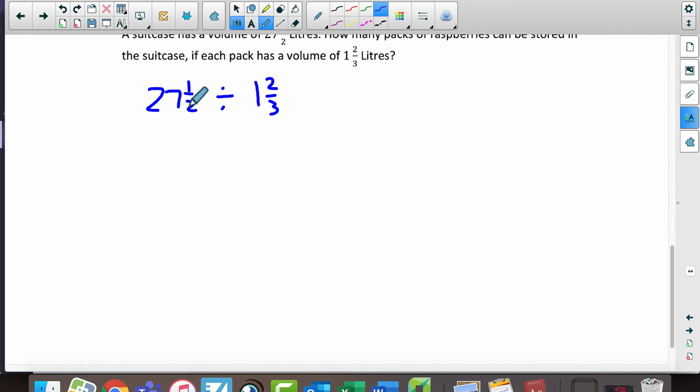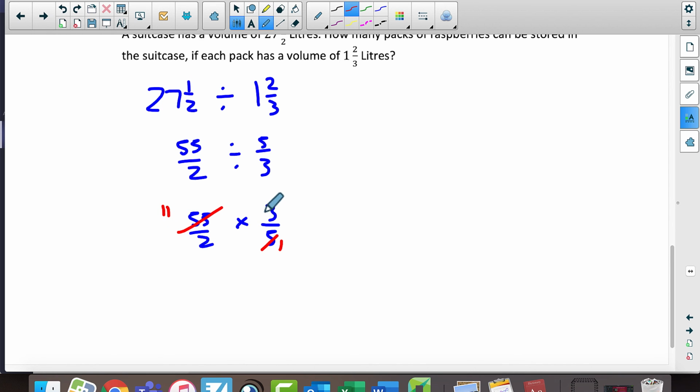Okay, same old rules, got to switch these to improper. 27 times 2 is 54, plus 1 is 55 over 2, divided by 1 times 3 is 3, plus 2 is 5 over 3. Now we'll make it a multiplication question. Keep the first fraction the same and flip the second one. Okay, any ninja slicing? For sure. 55 and 5, divide them both by 5. You get 1 and you get 11. So if you multiply now, 11 times 3 is 33, and 2 times 1 is 2. So this is how many packs, 33 over 2.